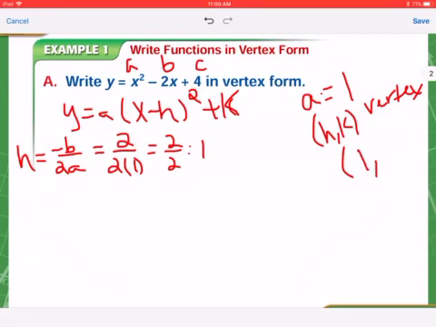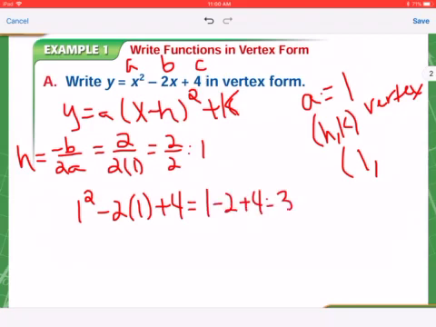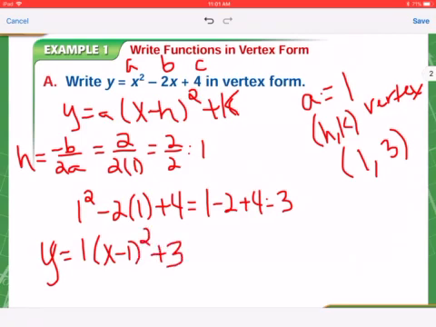So now to find k, you're going to plug 1 into your standard form and solve. So I have 1 squared minus 2 times 1 plus 4, which is 1 minus 2 plus 4, which would give us 3. So my vertex is 1, 3. So now I'm going to put this into vertex form. So I have y equals 1 times x minus 1 squared plus 3.